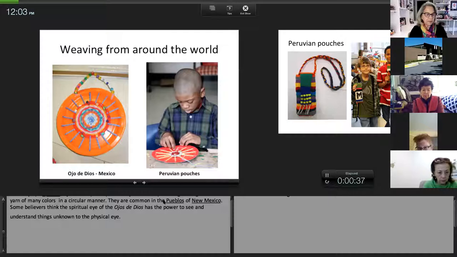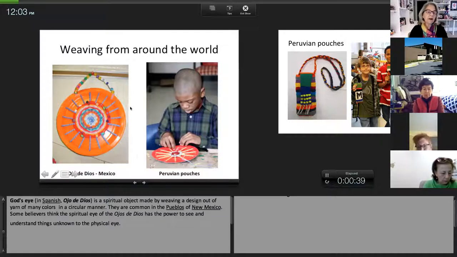Weaving, an all-time favorite. This is called Ojo de Dios, which means God's eye, and it's a spiritual object made by weaving a design in a circular manner. These are very common in the pueblos of New Mexico. Some believers think that the spiritual eye, the Ojo de Dios, has the power to see and understand things that the physical eye cannot.